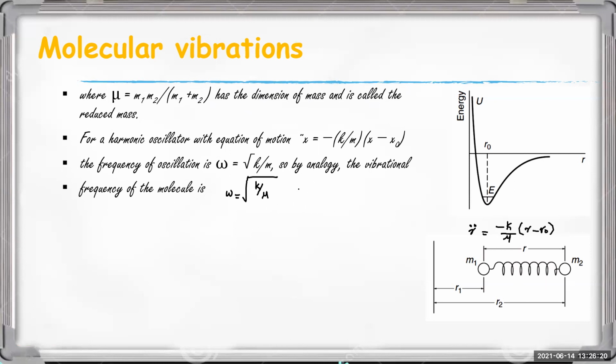That is written in terms of potential energy. We know that k is equal to d square U divided by dr square at r is equal to r0, into 1 by mu.